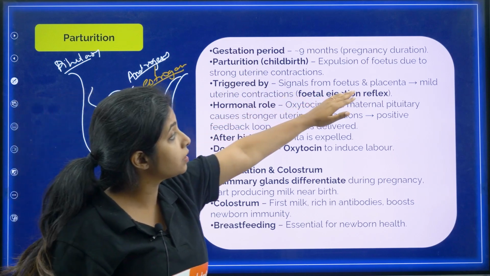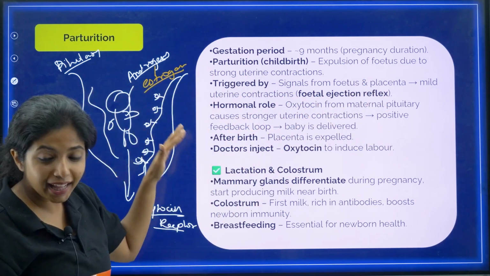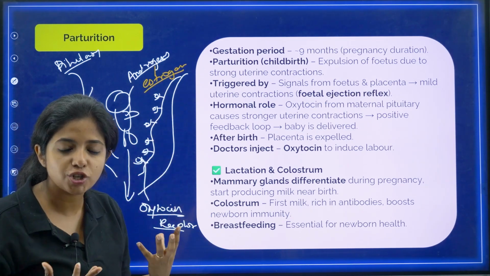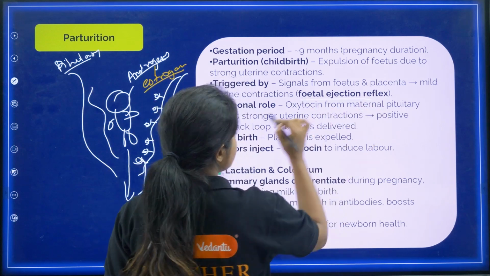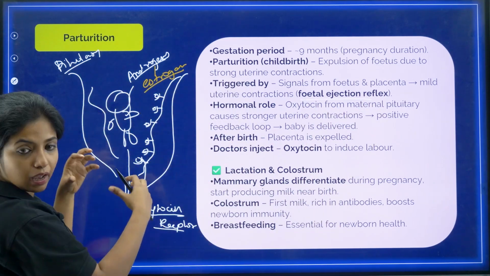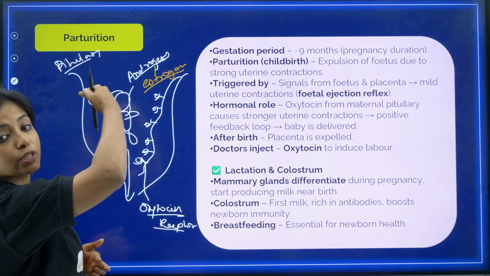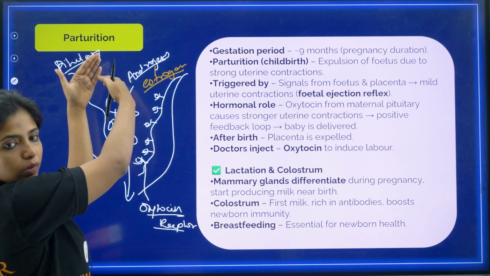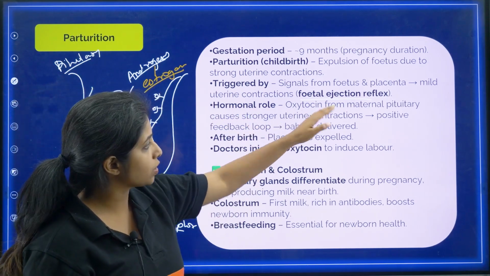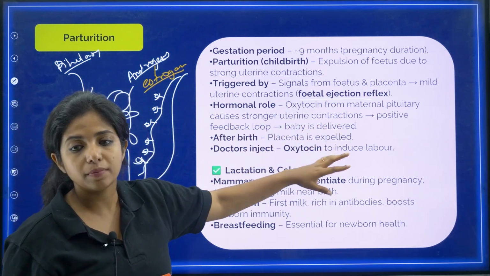Now it is triggered by signals from the fetus as well as the placenta. Both the fetus and the placenta together give a signal, and this is known as the fetal ejection reflex. Once the baby is moving out and the contraction has happened, this creates a positive feedback loop. Again, more oxytocin will be released and things will go on. So the hormonal role is that oxytocin from the maternal pituitary causes stronger uterine contraction. There is a positive feedback loop and the baby is delivered.